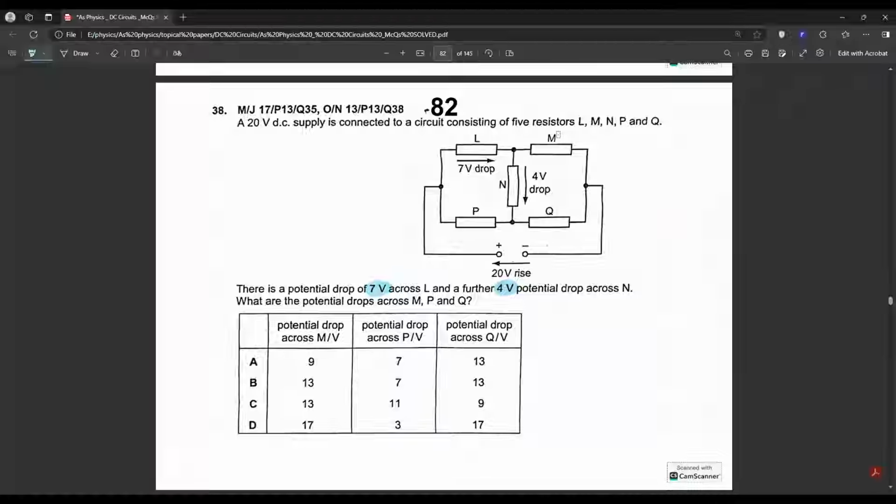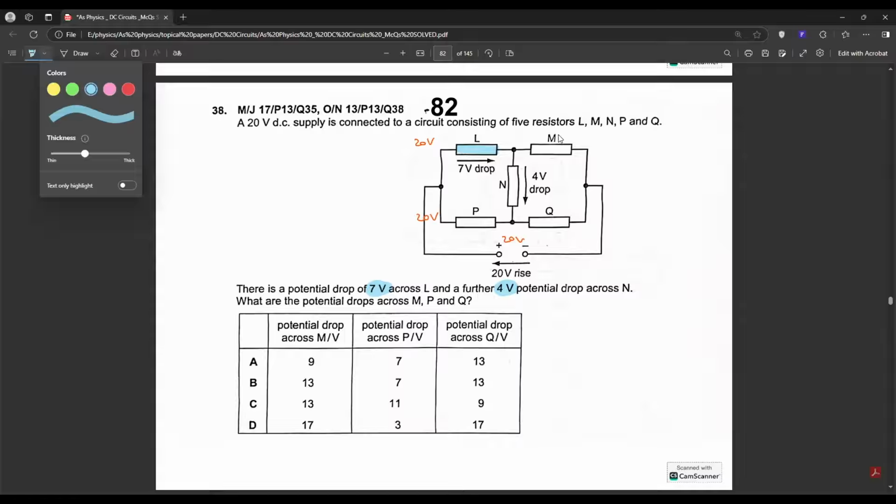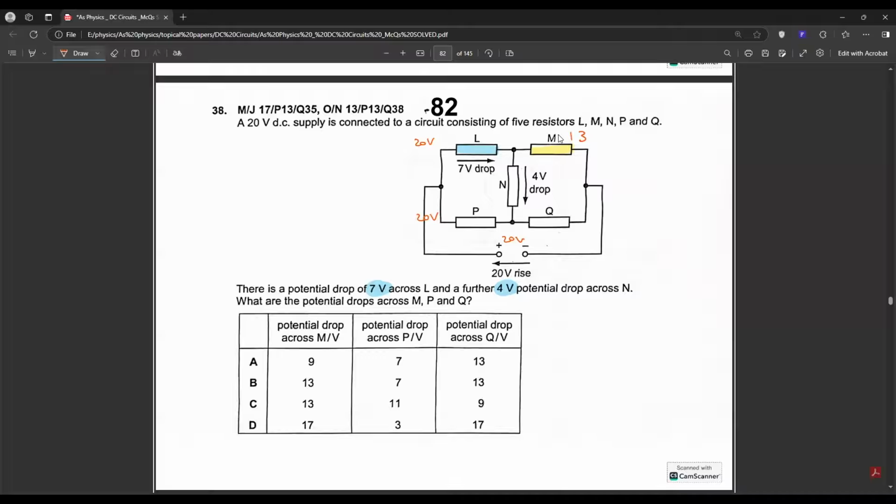So, first of all, can you see that the battery total is of 20 volts? And at the start of the branches, you will have 20 volts here, 20 volts here. Now, if you realize, you have given 7 volts here in the branch L, or in the resistor L, you can say. What will be the voltage across M? 13. The voltage across M will be 13. This is 7 volts.